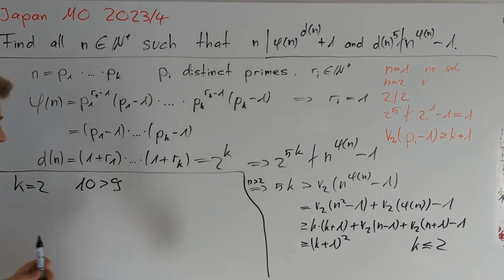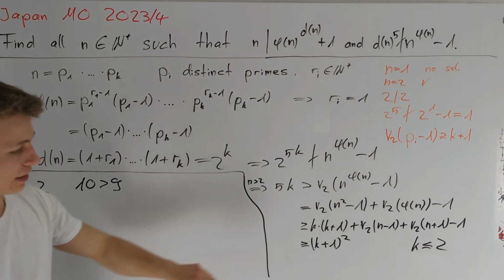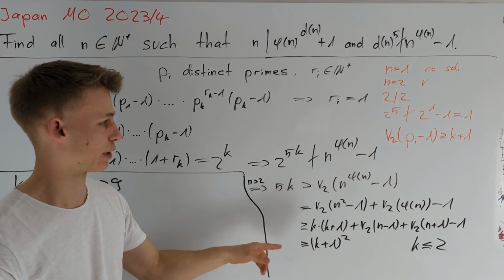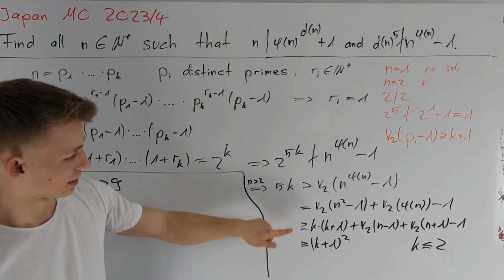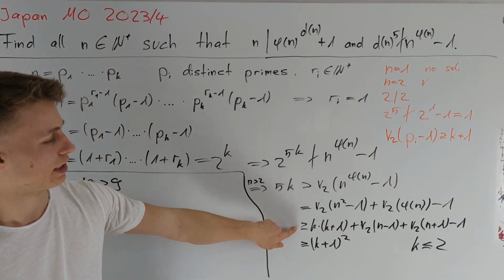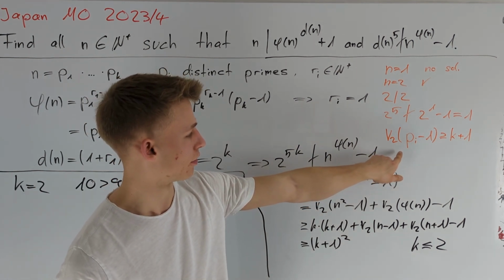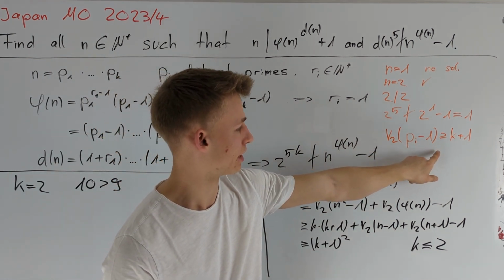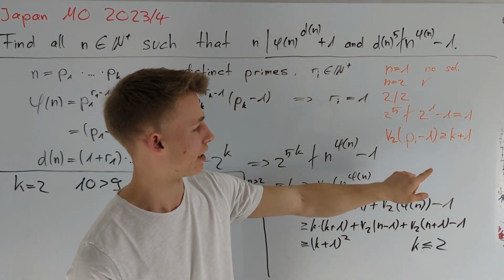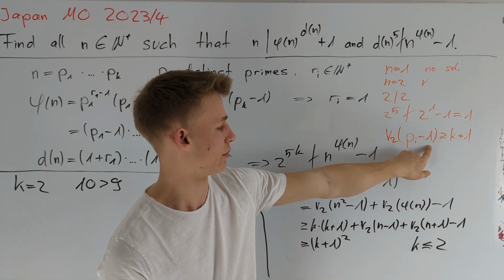And this would yield a contradiction here, because if we have not a 9 on the right hand side, but a greater positive integer, then this can't be true. Therefore, at these two points here, we must have equality. Moreover, since this inequality comes from the fact that ν2(p_i - 1) is greater than or equal to k + 1, we must also have equality here for every p_i.